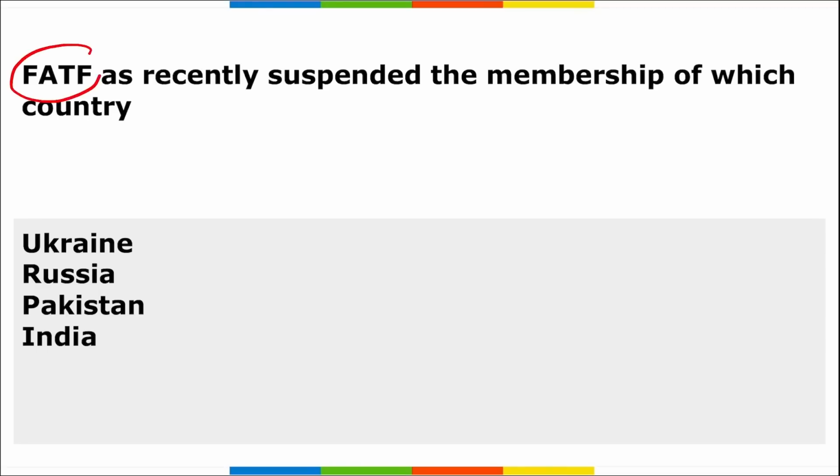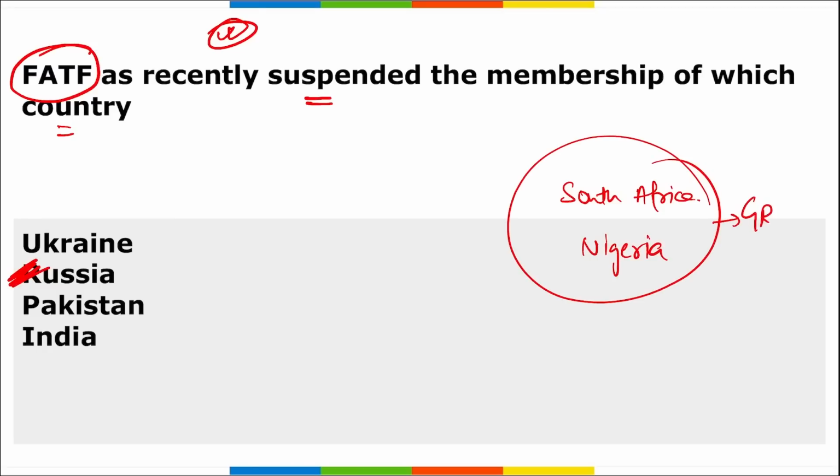Next, FATF. Financial Action Task Force has recently suspended membership of which country? And this is very shocking and latest news that you should remember for geopolitics, that recently during the Russia and Ukraine war, it was Russia that was suspended from the FATF list. And remember, South Africa and Nigeria were added to the grey list. South Africa, just remember it and I'll explain in a bit. South Africa and Nigeria were added to the grey list.